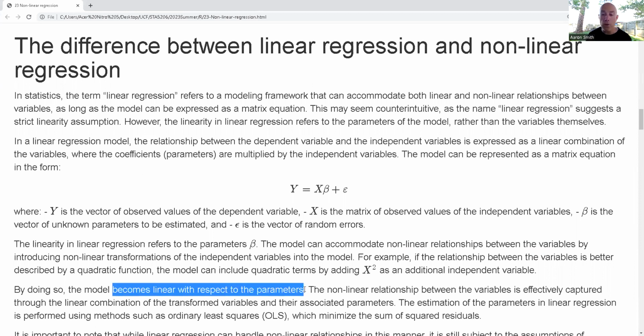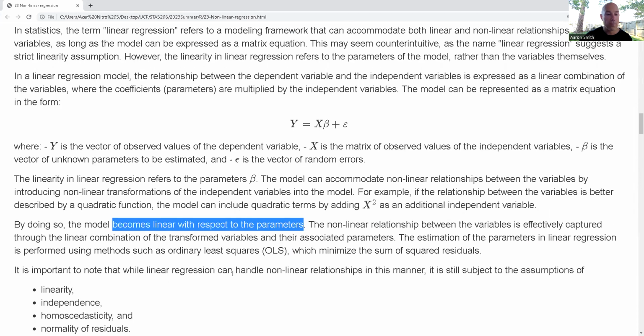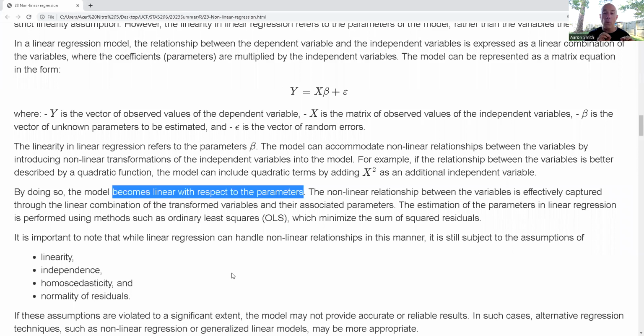The nonlinear relationship between the variables is effectively captured through the linear combination of the transformed variables and the associated parameters. The estimation of parameters in linear regression is performed using methods such as ordinary least squares, which minimizes the sum of squared residuals. It's important to note that while linear regression can handle nonlinear relationships in this manner, it's still subject to these assumptions. We must still have these assumptions.